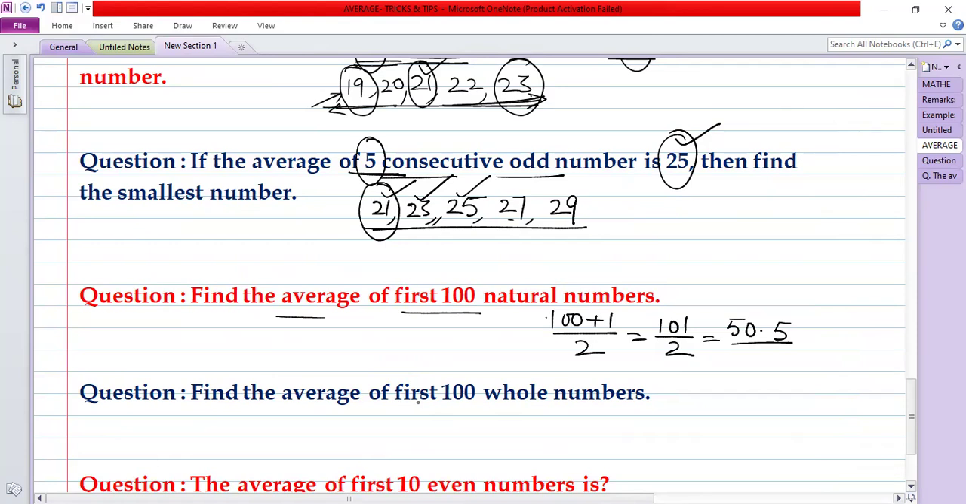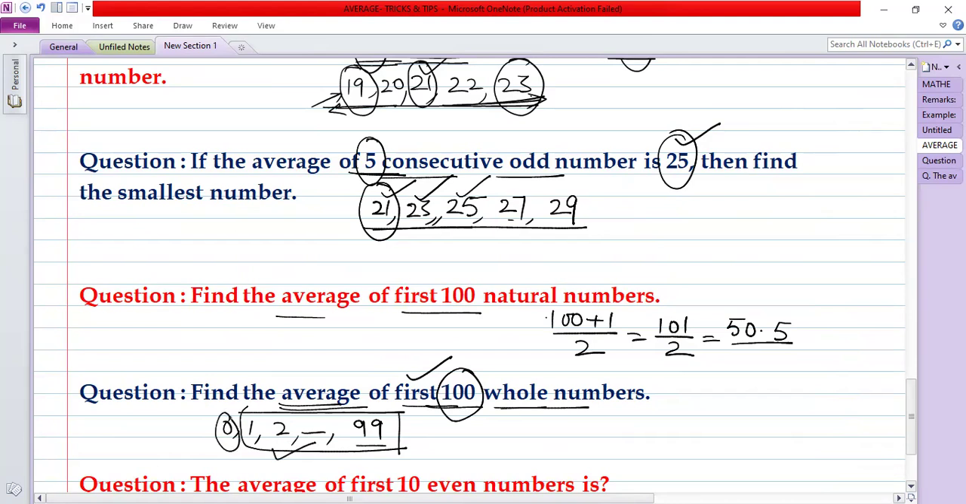Now, the average of the first 100 whole numbers. Please mind, that is actually 0, 1, 2, up to 99. The average of the first 100 whole numbers, not the average of whole numbers up to 100. From 1 to 99 there are 99 whole numbers, and then this 0 is one more whole number.